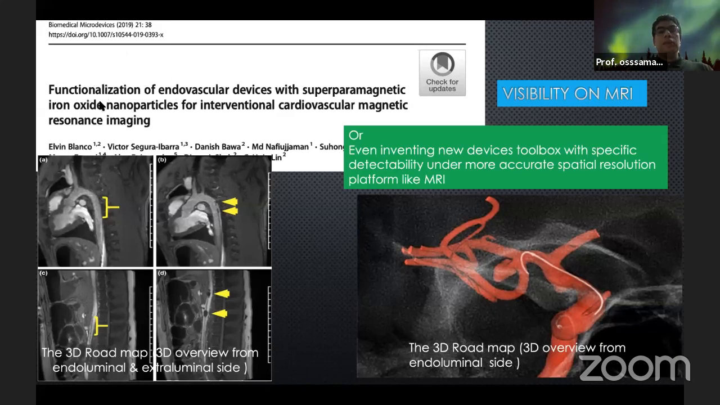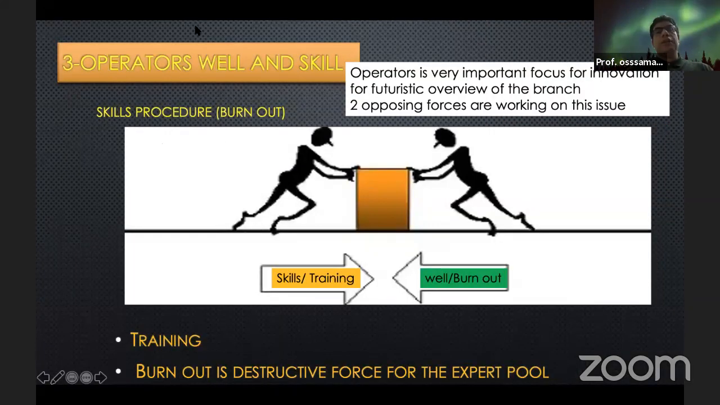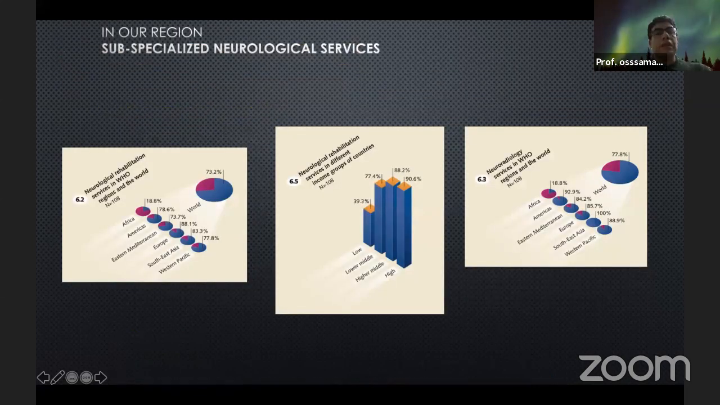And when we come to the third wheel, it is the operators. For the operators, we will talk about the will of the operators and the scale of the operators. Operators are a very important focus for innovation and for a futuristic overview of the branch. And I think two opposing forces are working on this item. Number one, the skills and the burnout. I mean burnout because this graph is coming from the Atlas published by the WHO, showing neurological devices worldwide and the availability of these in different parts of the world.